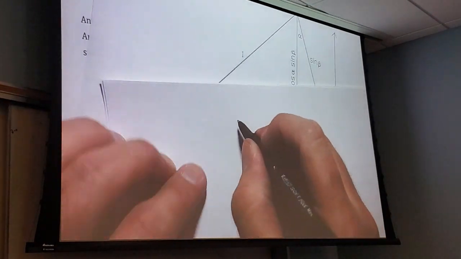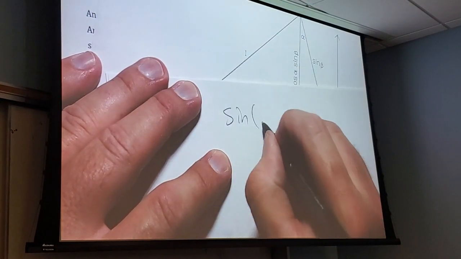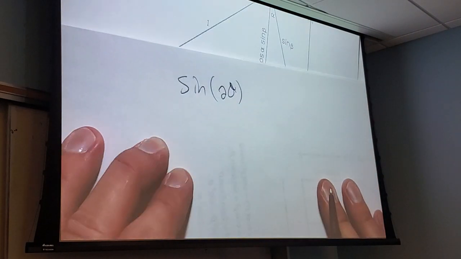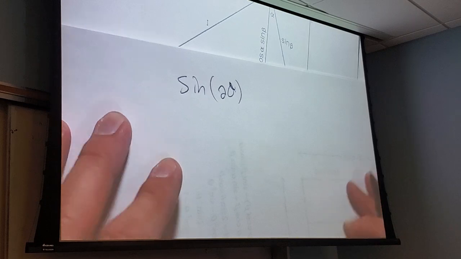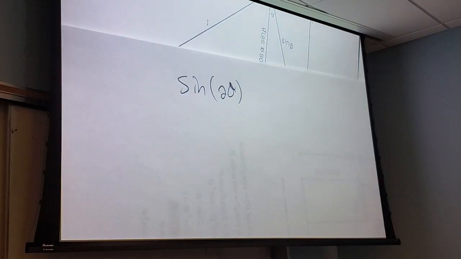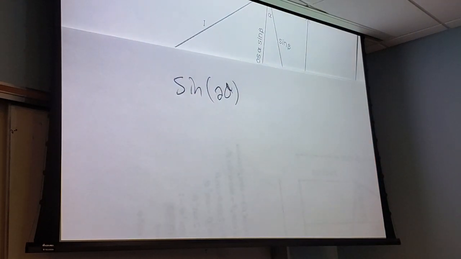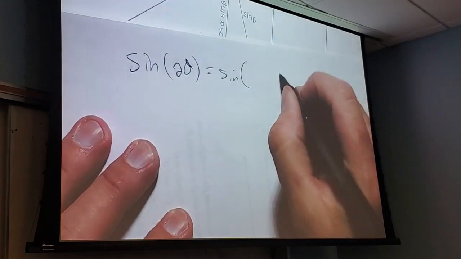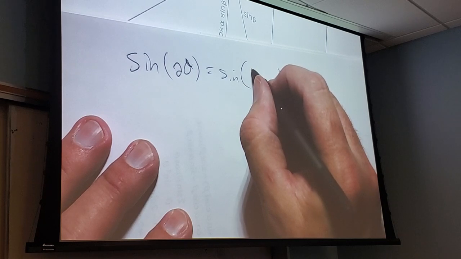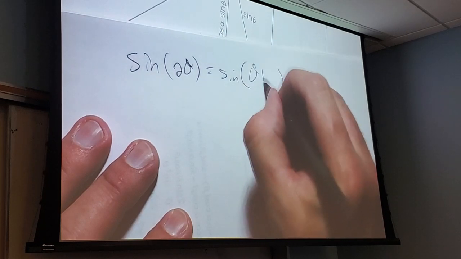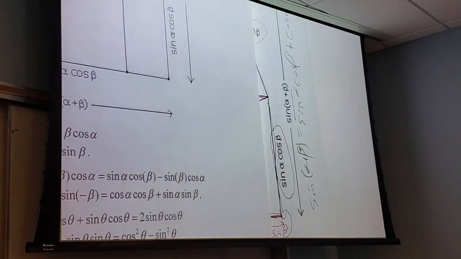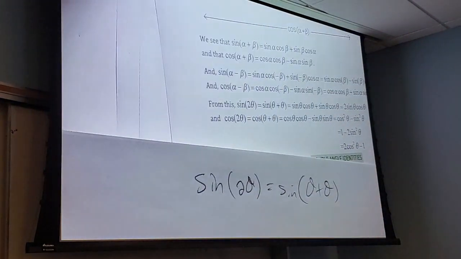So let's do this. If I wanted to know what sine of 2 theta is, how can I write that as a sum? Because I know how to do sine of a plus b. So how do I rewrite sine 2 theta as a sum? Sine of theta plus theta. Cool, right? Okay, and now we just follow what sine does.